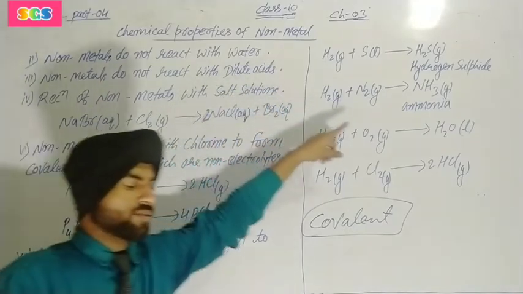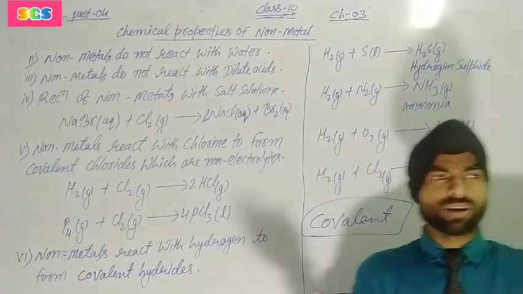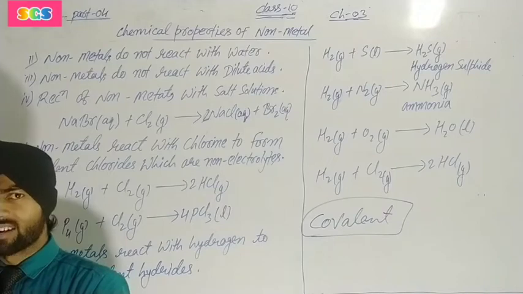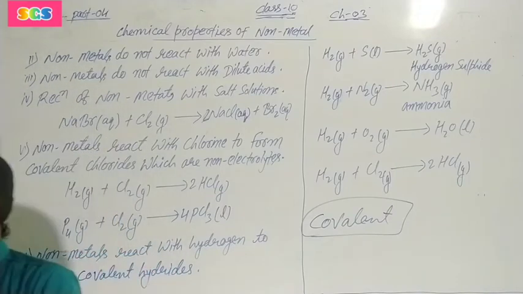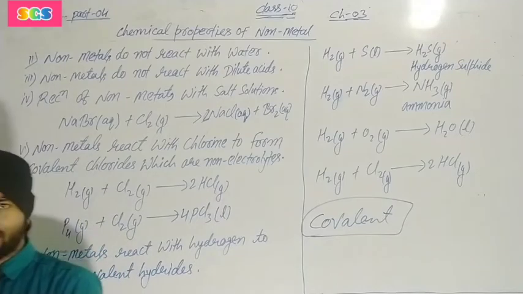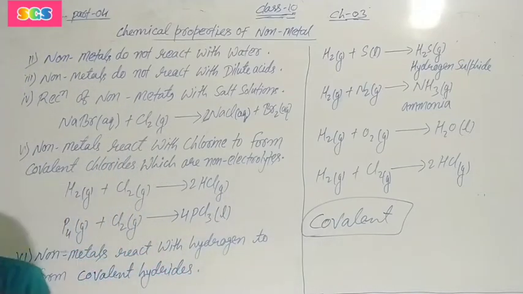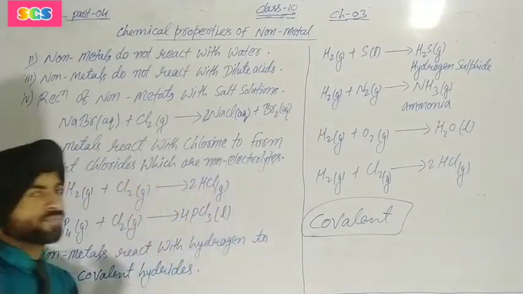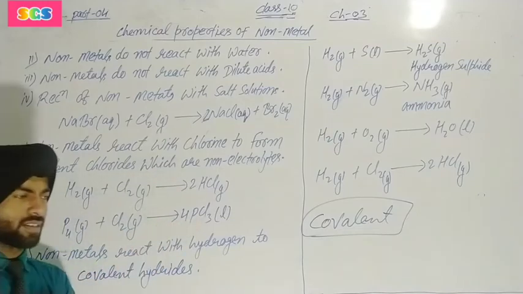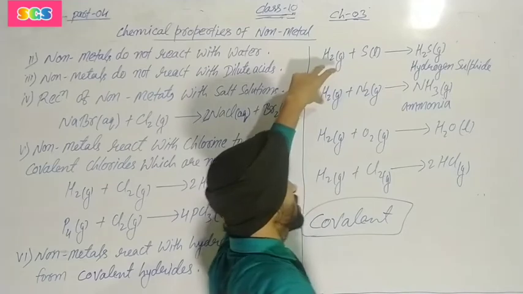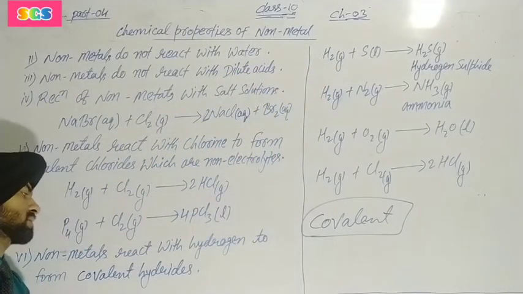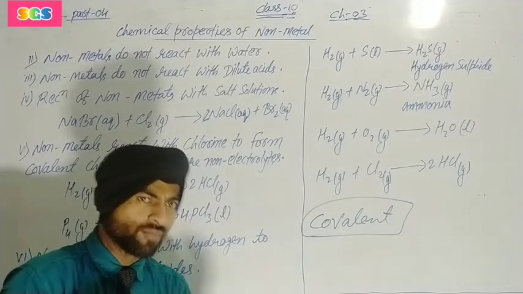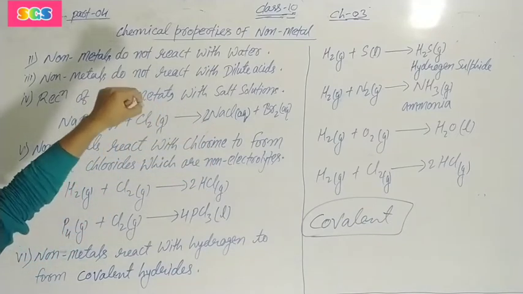Hydrogen, and the presence of hydrogen with a nonmetal, unlike with a metal. With metals, sodium gives NaH, that is sodium hydride, CaH2, that is calcium hydride, MgH2, that is magnesium hydride. In the same way, H2S, sulfur hydride, means hydrogen sulfide. Covalent hydride is formed as a result of reaction between nonmetals and hydrogen.